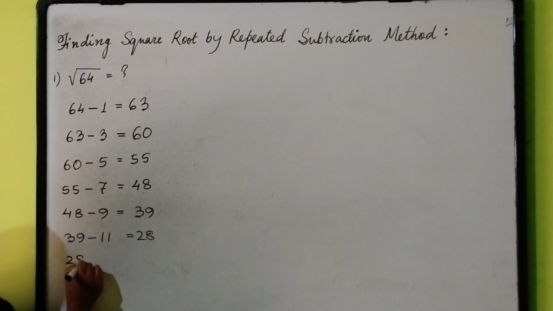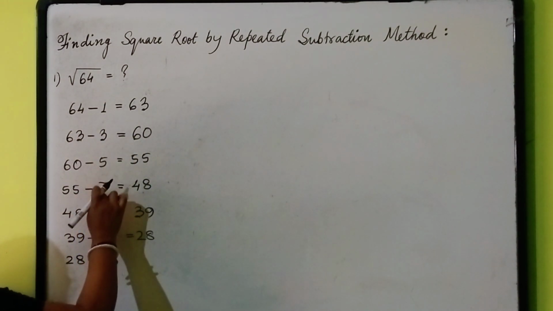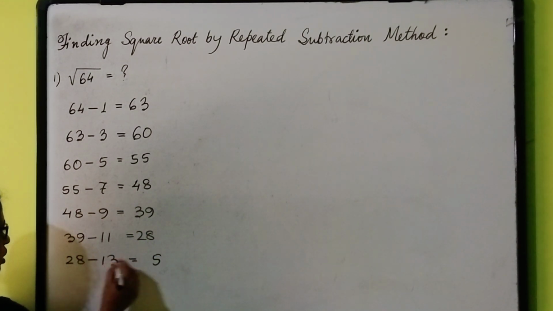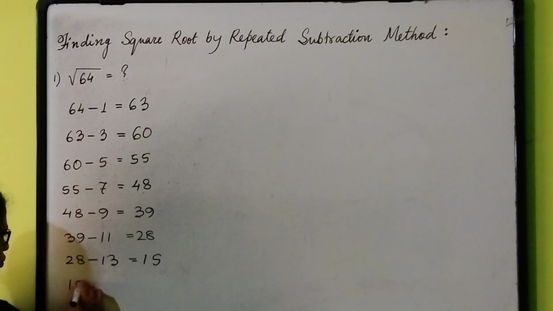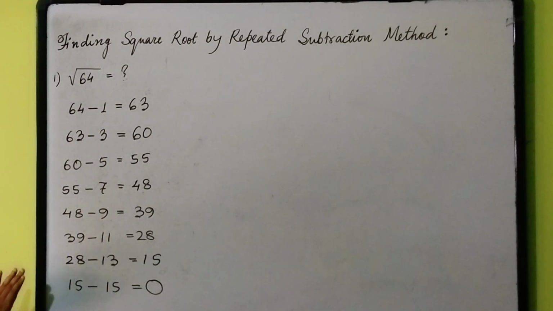Then 28 minus 13. Next, see, 1, 3, 5, 7, 9, 11, 13. Okay, it is 15. Now see, 15 minus next odd number, 15 equal to 0. That is the thing I want to show you. You have to stop when you come to 0.